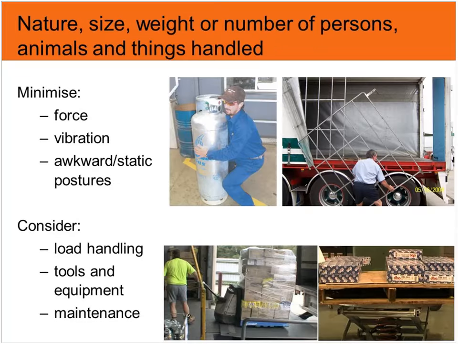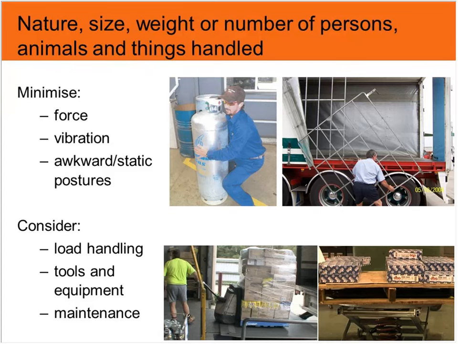The next source of risks that we can consider is all about the object that's being handled. So how heavy it is and how big it is and how many times it's being handled. So if you can reduce the size of a load or reduce the weight, make it smaller, that can help reduce the exertion.